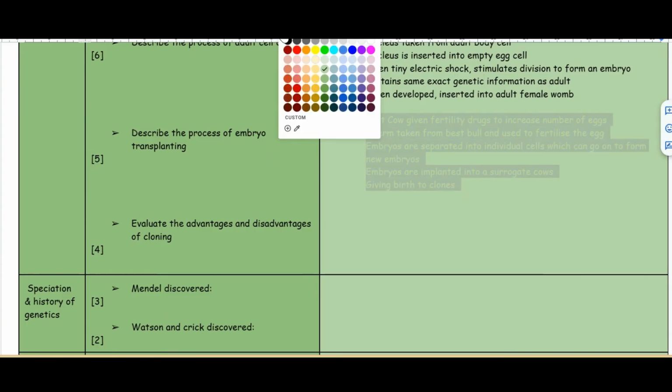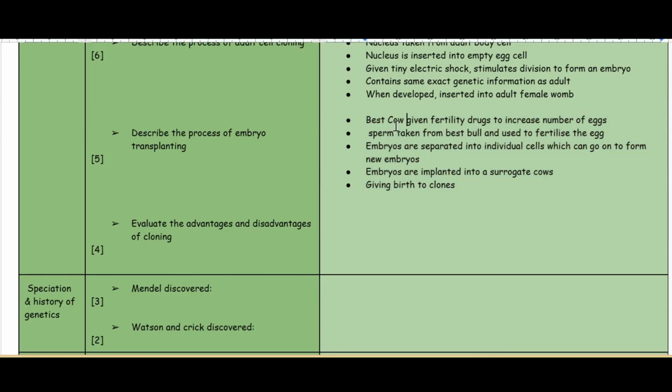Describe the process of embryo transplanting. So in the context of cows, the best cow would be given fertility drugs to increase the number of eggs. Sperm is taken from the best bull and used to fertilize those eggs. Embryos are then separated into individual cells which can then go on to form new embryos. The embryos are then implanted into surrogate cows, and those cows then give birth to clones.